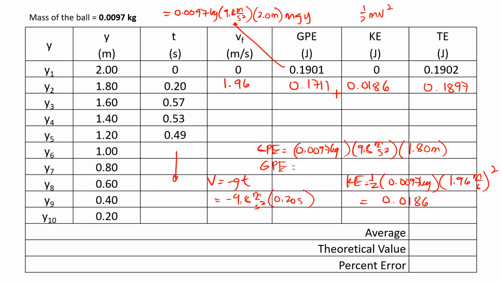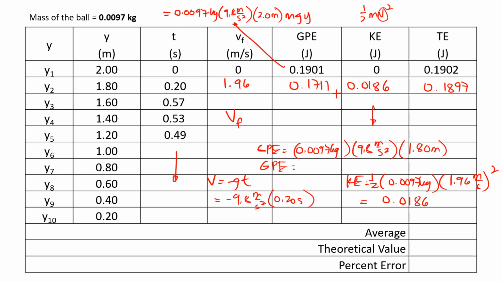Okay, so the same thing that we're going to do with the 0.57. We compute the final velocity. 0.53, compute also the final velocity. Same thing with the 0.49. And after computing the final velocity, that will be used in computing the kinetic energy. Again, the V will be placed here. The kinetic energy is equal to 1/2 mv squared. So we can answer this using this formula.